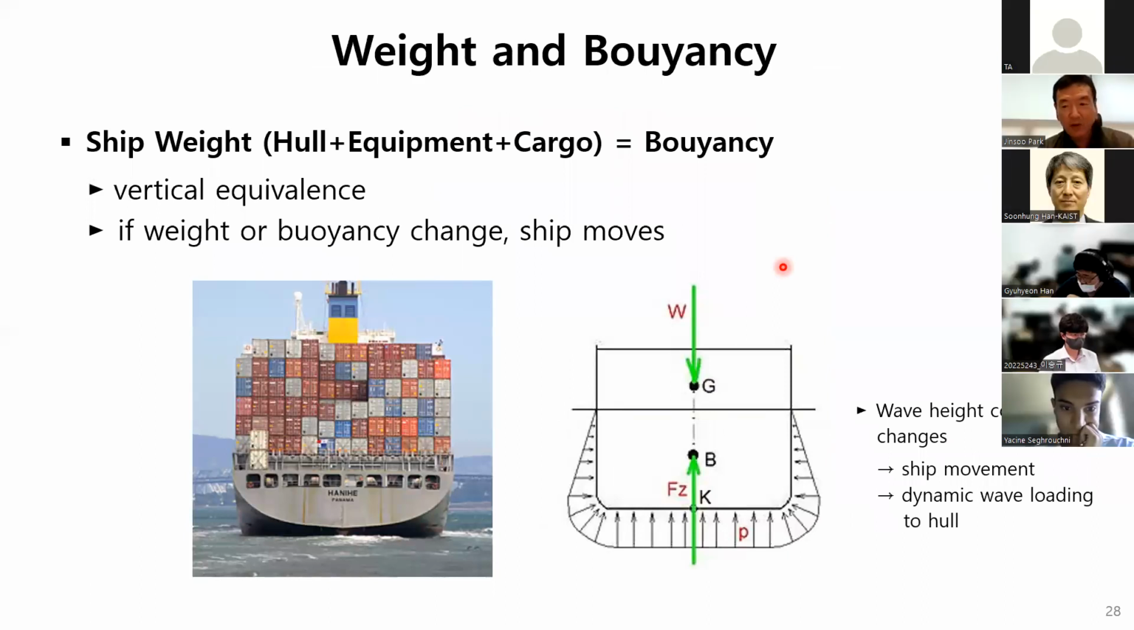From now on, I'm going to discuss loading situations against ships. First of all, weight and buoyancy. As you all know, a ship floats on the water because weight and buoyancy are equal. So vertical equivalence is maintained. Therefore, if weight or buoyancy change, the ship moves to make another equivalence.